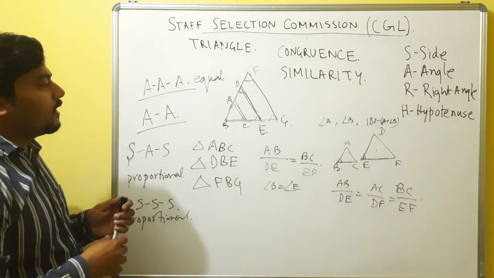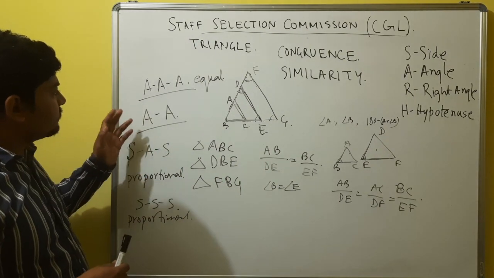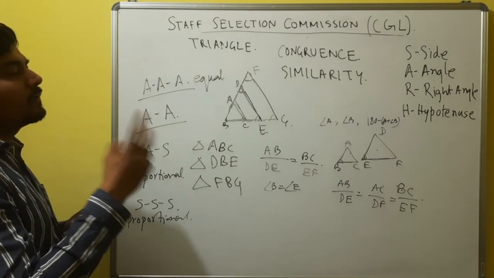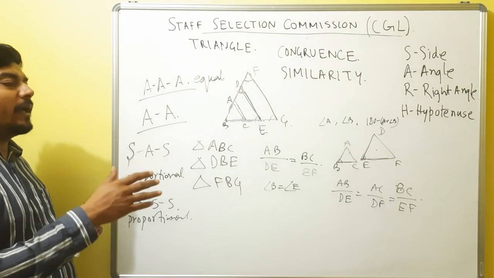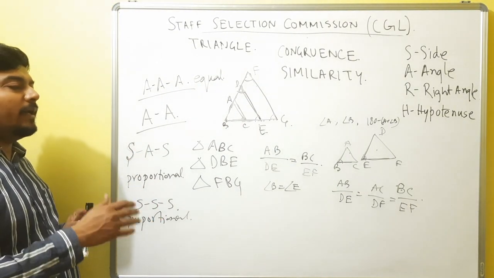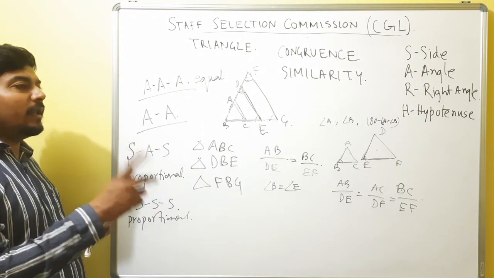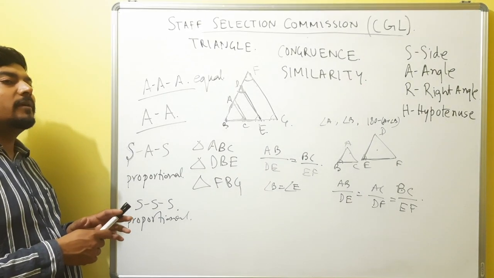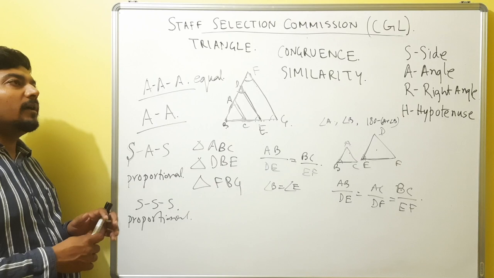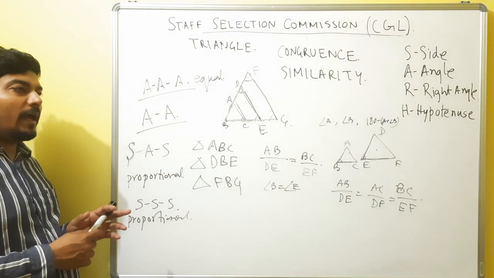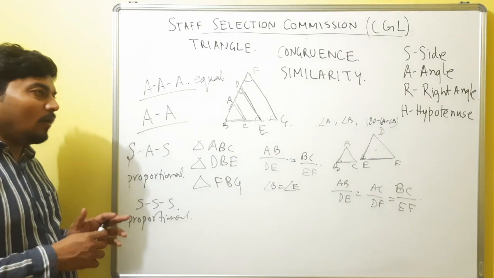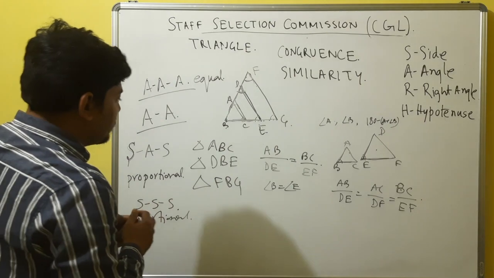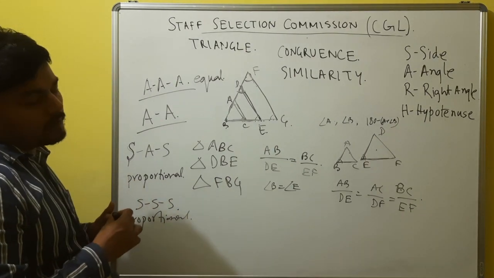So I think I made it clear what the properties are to make two triangles congruent: side side side, side angle side, angle side angle, angle angle side, and RHS, right angle, hypotenuse, and one side. In all these five cases, the two triangles are going to be congruent to each other, I mean equal in all respects.